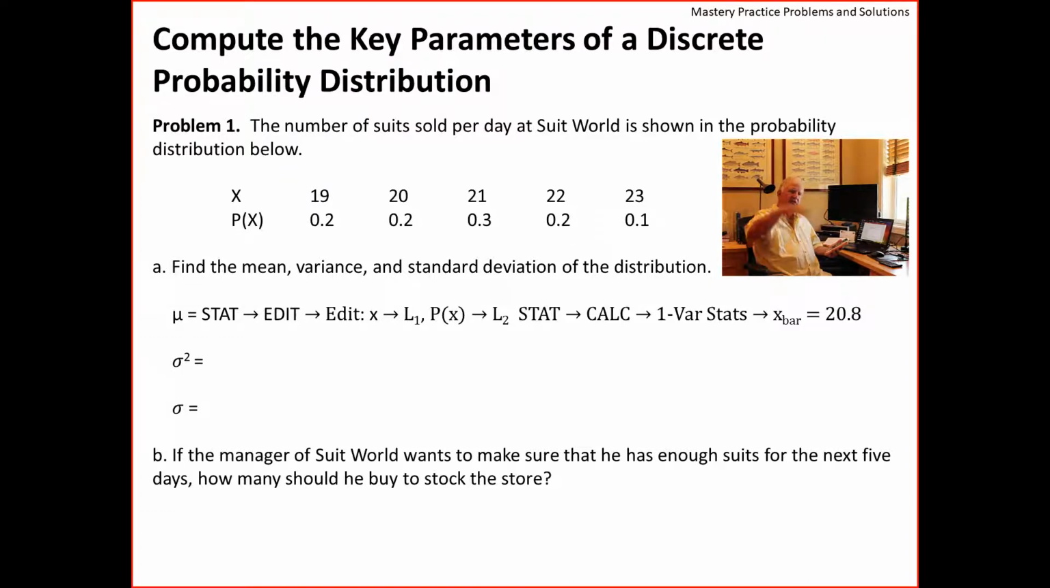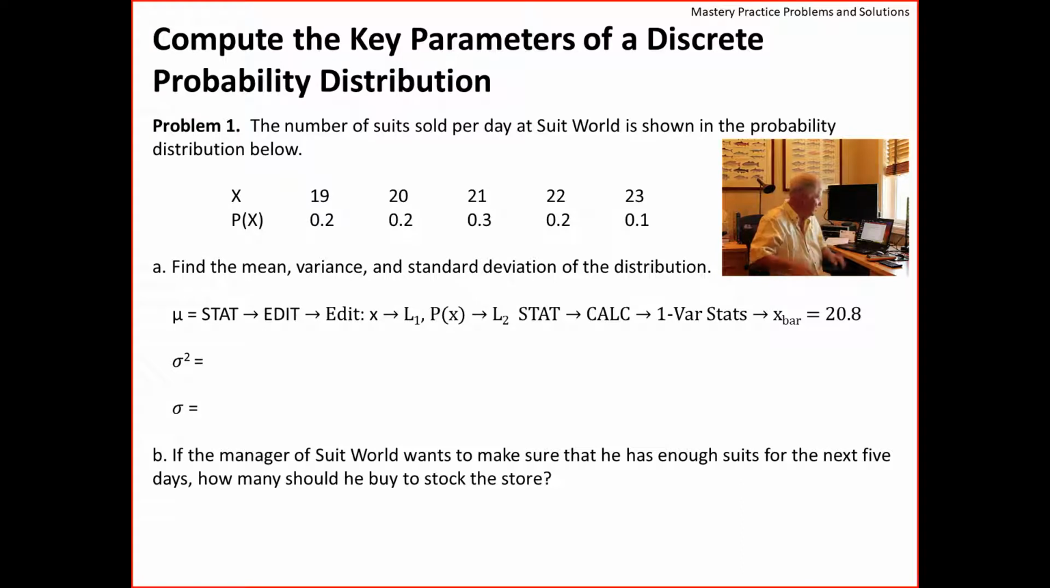Go back to stat. Now go across the horizontal menu to calc. Go down to one variable stats. You're going to have to tell the calculator that your data is in L1, your frequencies are in L2. And then hit go, and it will calculate for you. The very top value is X bar. That is the mean. X bar is the notation for sample data. Mu is the notation for the mean for population. The calculator has just chosen to use X bar in this case.